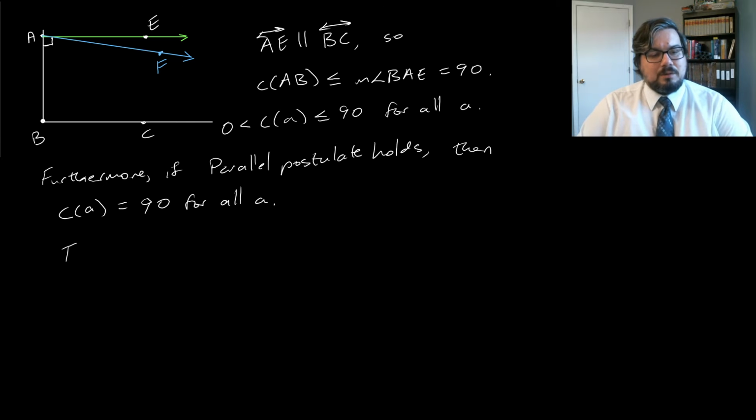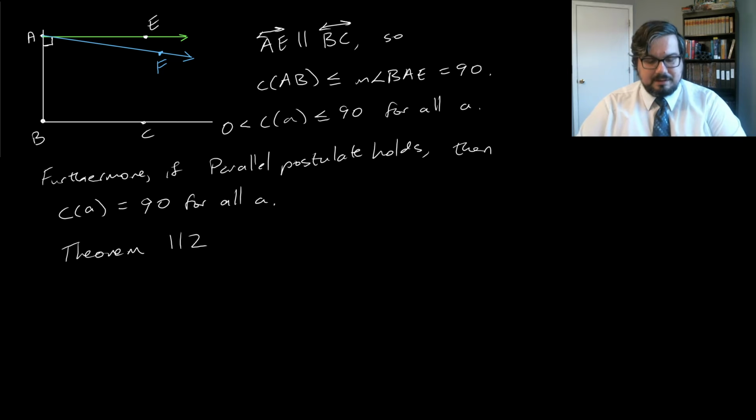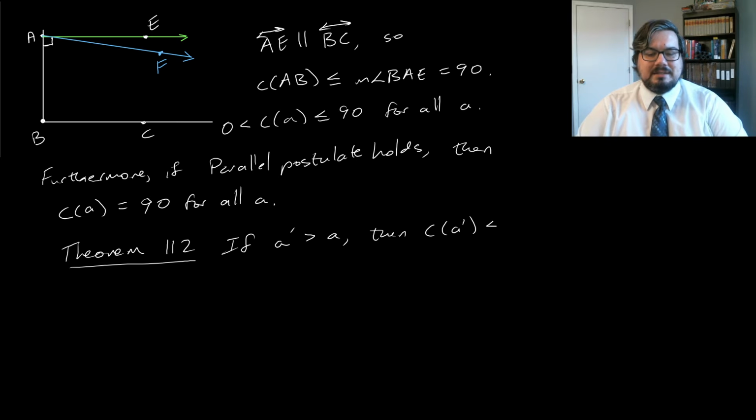Now, the next theorem, we're not going to run through a proof of. We'll just sketch out the diagram and see how it goes. So, Theorem 112 tells us that the critical function is a decreasing function. It tells us that if A prime is greater than A, then C of A prime is less than or equal to C of A.